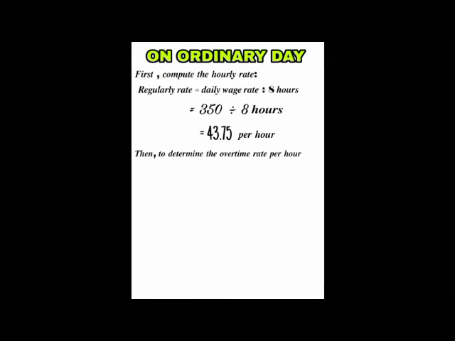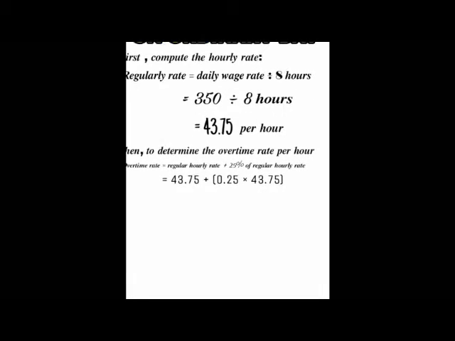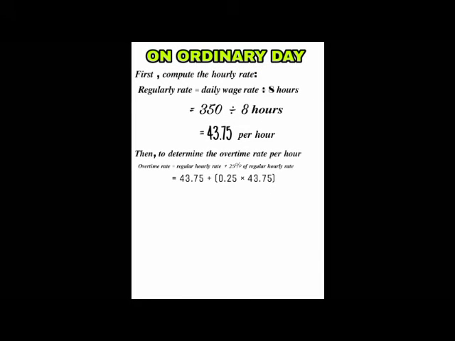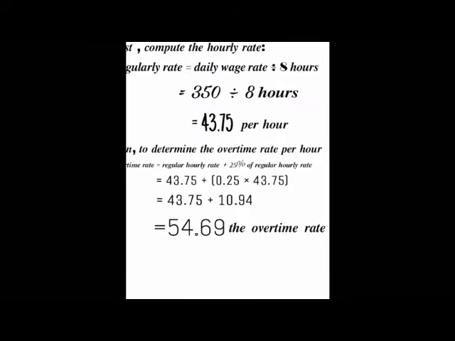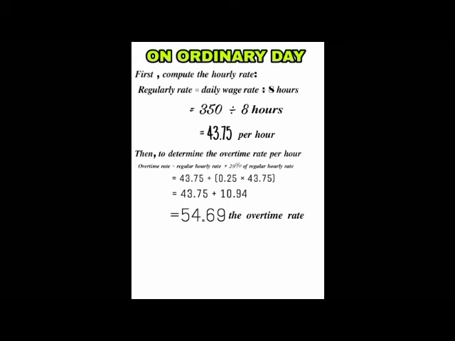Then, to determine the overtime rate per hour, the formula of overtime rate is regular hourly rate plus 25% of regular hourly rate. Then, transpose. 43.75 plus 0.25 times 43.75. The 0.25 is the decimal form of 25%. Equals 43.75 plus 10.94. The overtime rate is 54.69.